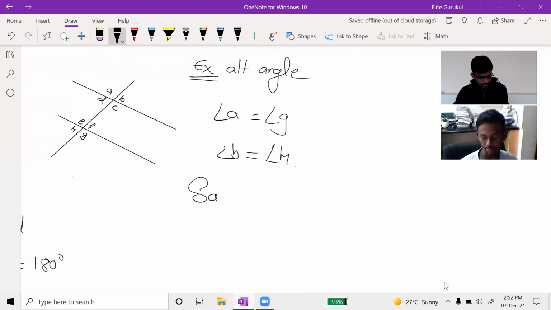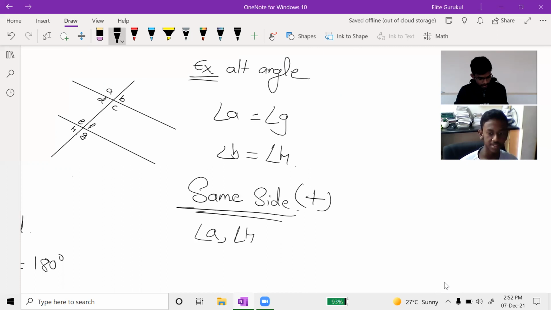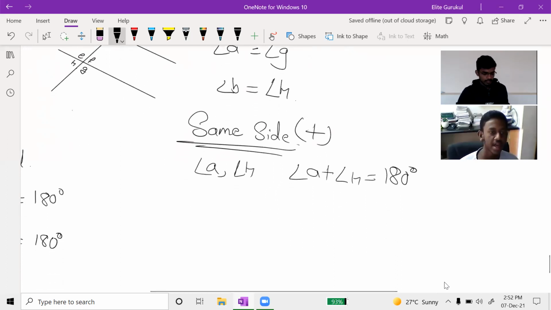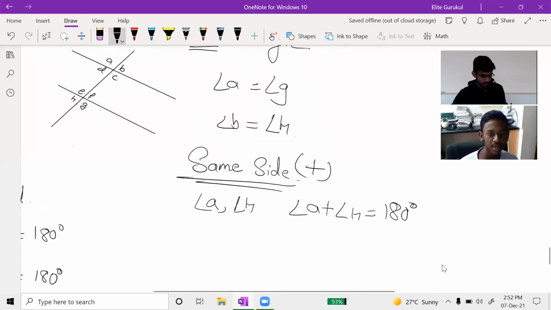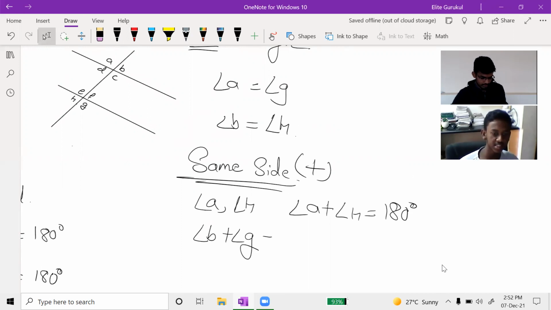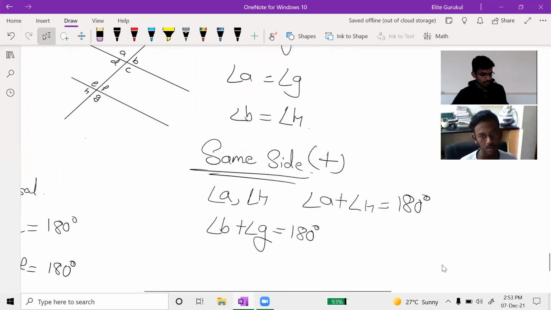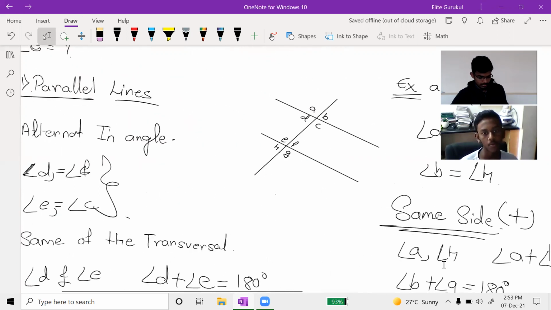Now same side will be? Angle A and angle H. On the same side there is plus. Angle A plus angle H is equal to 180 degrees. Any doubt till here? No, sir. Tell me the second pair. Angle B plus angle G is equal to 180 degrees. No doubt? No, sir.